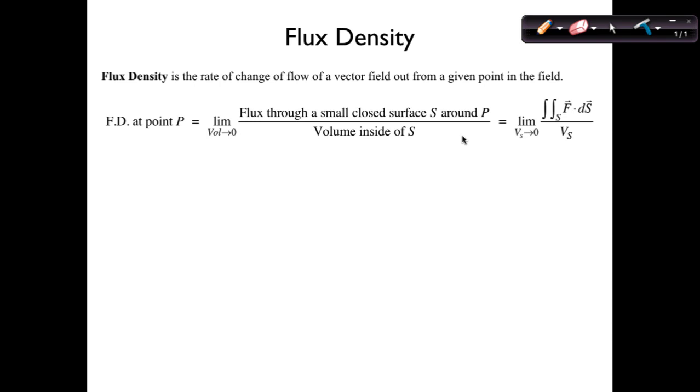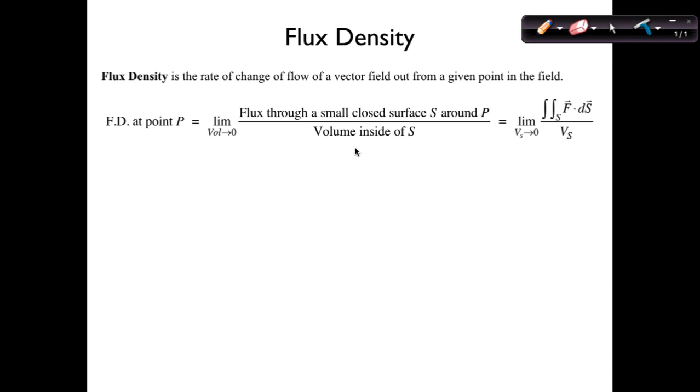Right? So imagine you got a point P, and you're going to take a small closed surface around P. The flux out of that surface divided by the volume of what's inside that surface is flux density. Then we look at that ratio as that surface shrinks around to the point. So that volume goes to 0. So flux density is flux per volume, right? It's flux per volume, but then as things shrink around P.